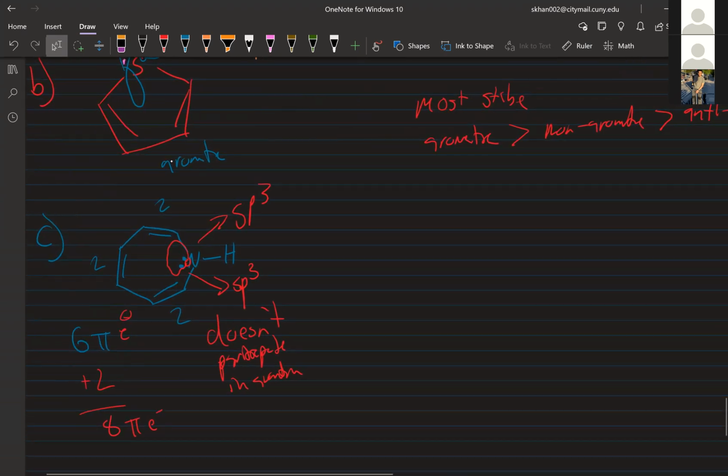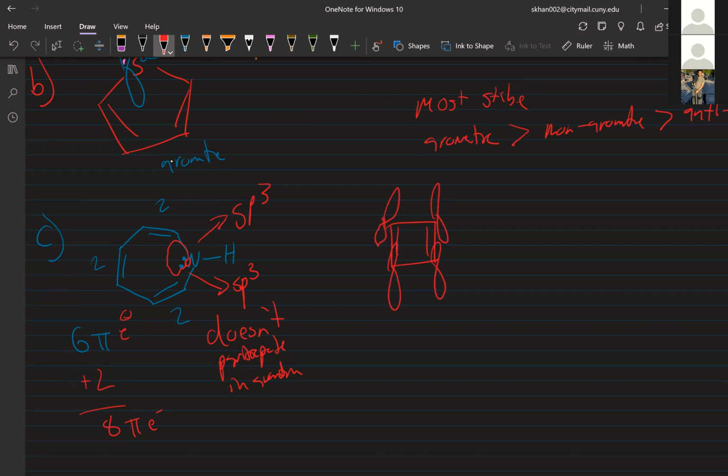And if things can prevent themselves from being anti-aromatic, they will rehybridize to break planarity so that it doesn't fit criteria 1, and they will become non-aromatic. An example of a locked-in anti-aromatic compound is cyclobutadiene, right? We have p orbitals here. None of these carbons can rehybridize themselves. They're all locked into sp2.